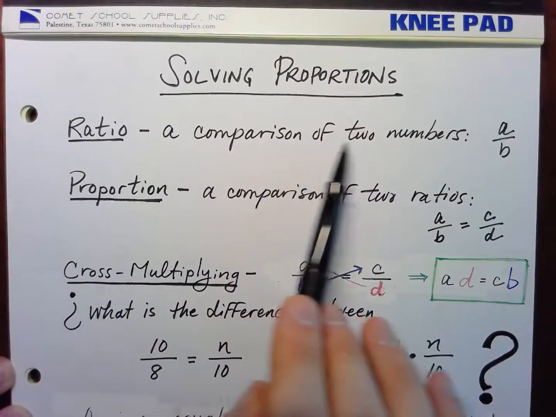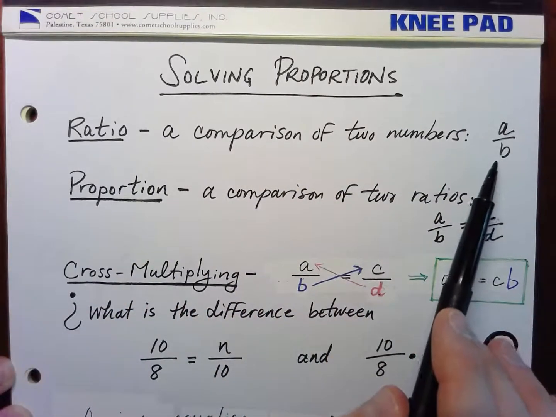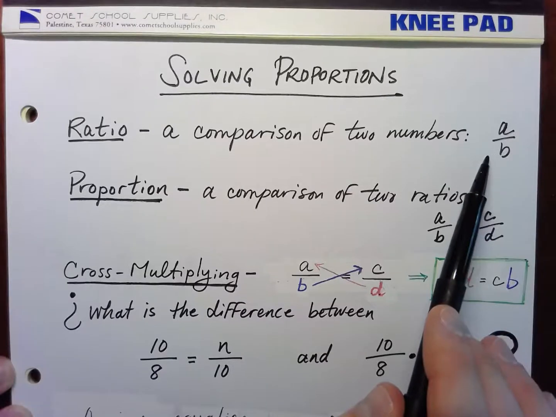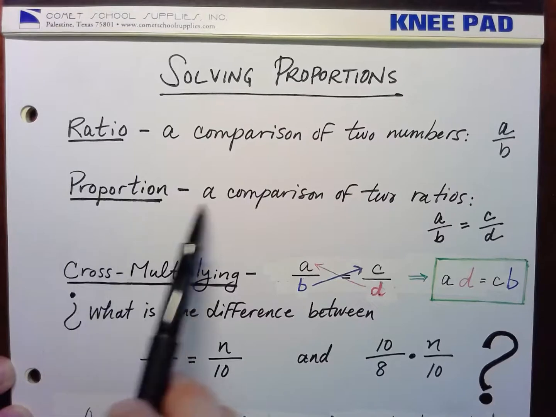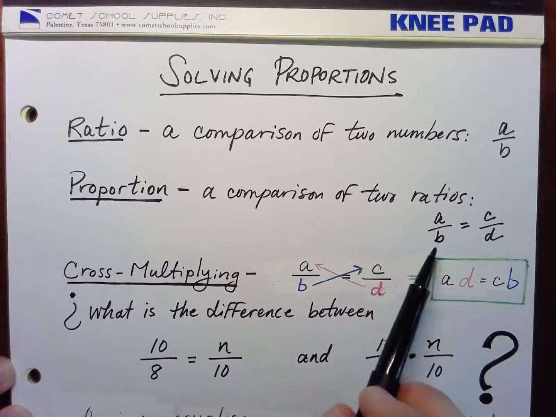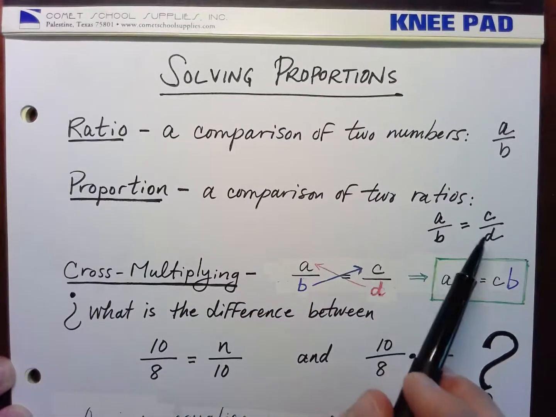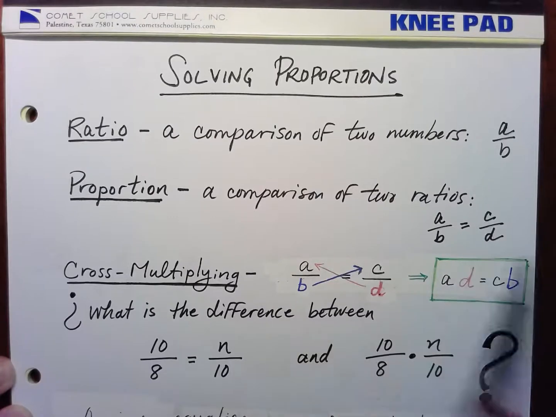A ratio is a comparison of two numbers. You can write it as a fraction. That's the most clear and mathematical way to write it. And then a proportion is a comparison of two ratios. So essentially you have one ratio equals another ratio. So let's talk about what this means.